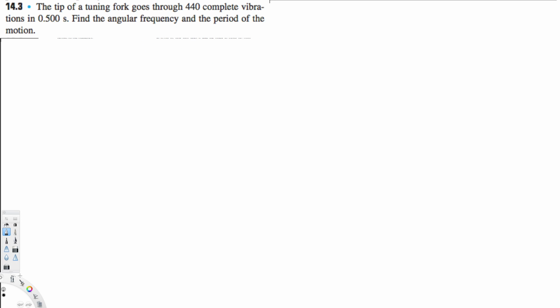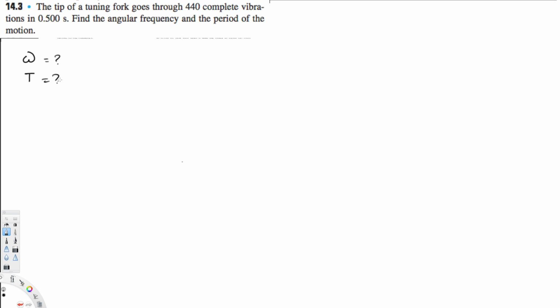Let's do this problem right here. The question is asking: the tip of the tuning fork goes through 440 complete vibrations in 0.5 seconds. Find the angular frequency and the period of the motion. So the question is to find the omega and the T, capital T, right?